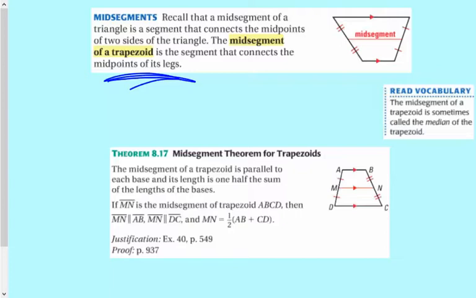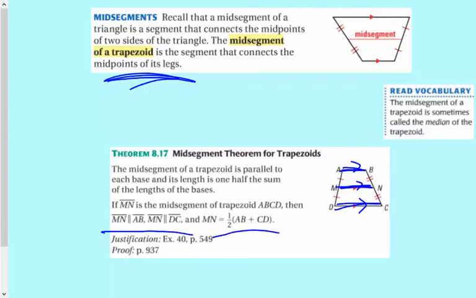The mid-segment is going to be parallel to the bases. Okay, so here's the mid-segment there. It's going to be parallel to the bases. And the mid-segment is the average of the sum of the 2 bases. So I'm going to add the 2 bases up, divide by 2. That's going to give me the length of the mid-segment. So that's the important stuff there from this slide here.